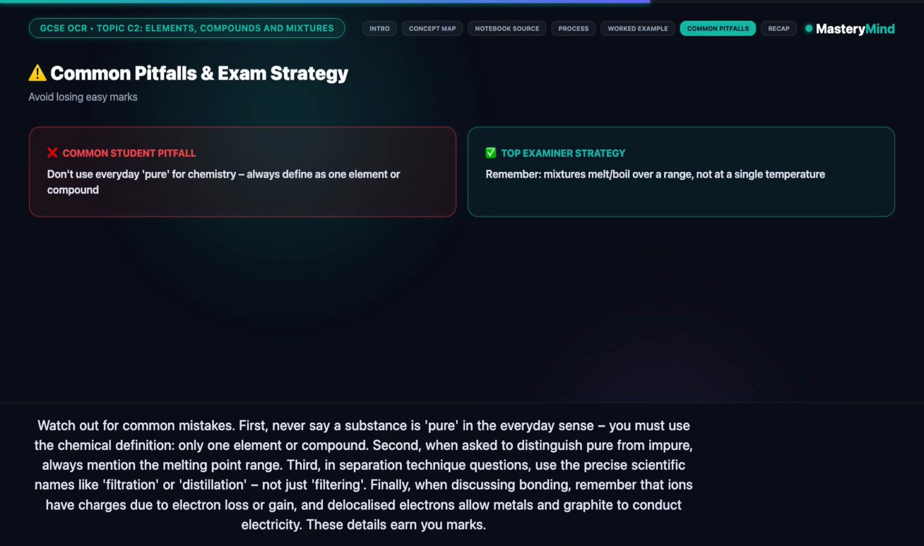Watch out for common mistakes. First, never say a substance is pure in the everyday sense, you must use the chemical definition, only one element or compound. Second, when asked to distinguish pure from impure, always mention the melting point range. Third, in separation technique questions, use the precise scientific names like filtration or distillation, not just filtering. Finally, when discussing bonding, remember that ions have charges due to electron loss or gain, and delocalized electrons allow metals and graphite to conduct electricity. These details earn you marks.